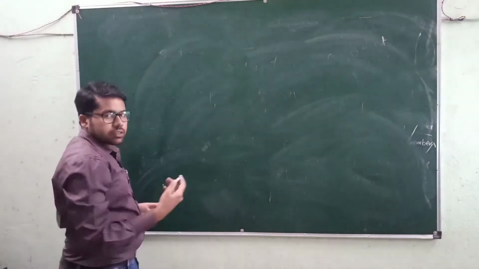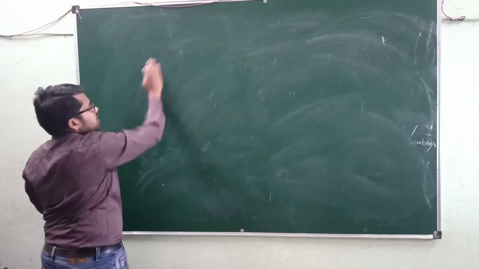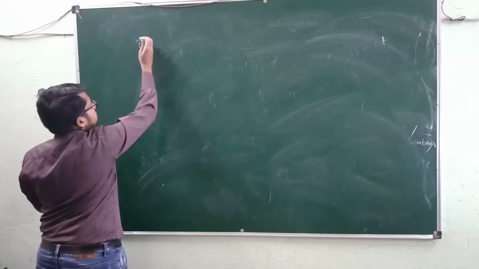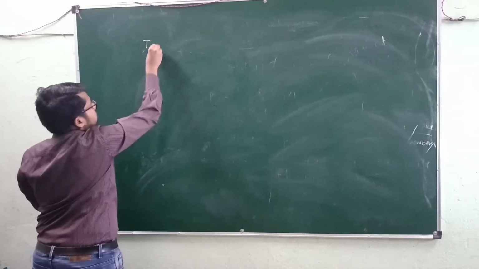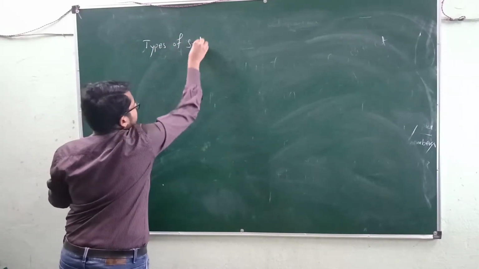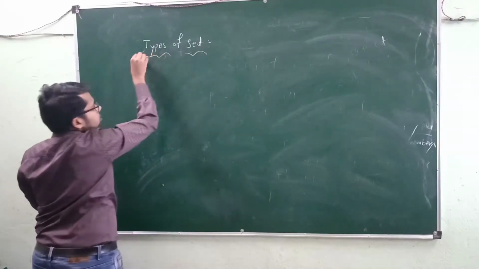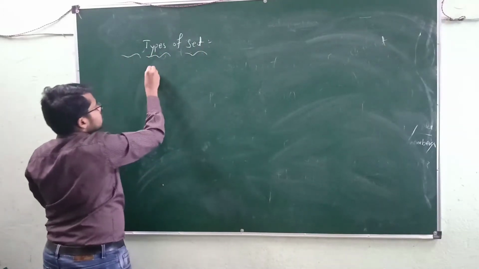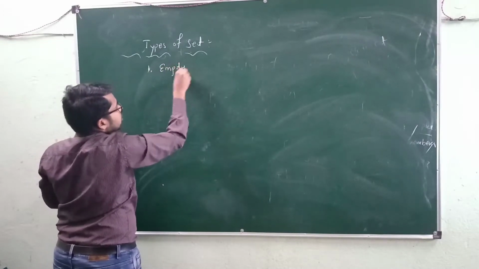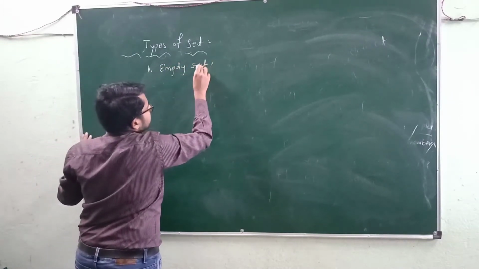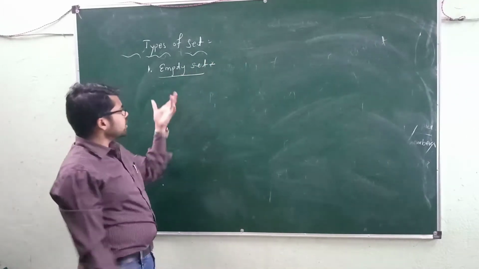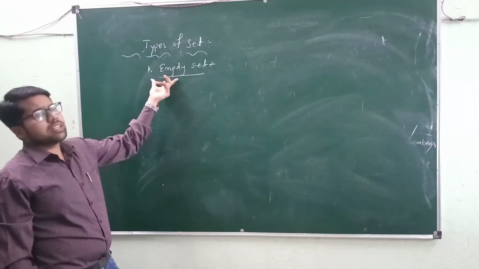Now we will study different types of sets. First comes the types of sets. First comes what is an empty set. What do you mean by empty set? Empty, you already know what is empty. Empty means which doesn't contain anything.